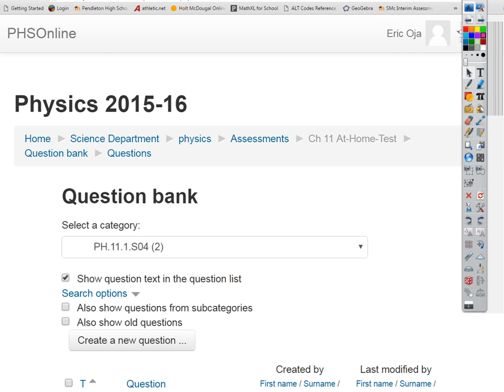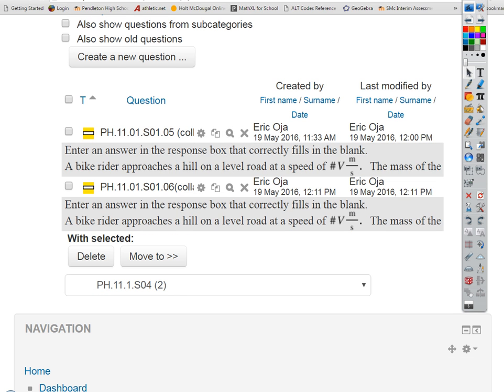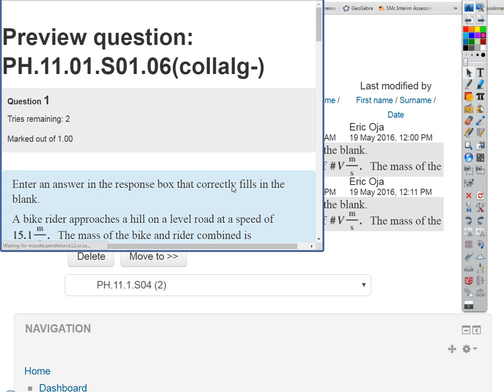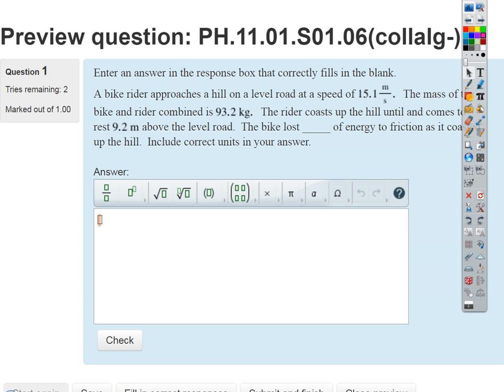The other one you could have got with this? There's two possible ones. The bike lost how many joules of energy to friction as it coasted up the hill?